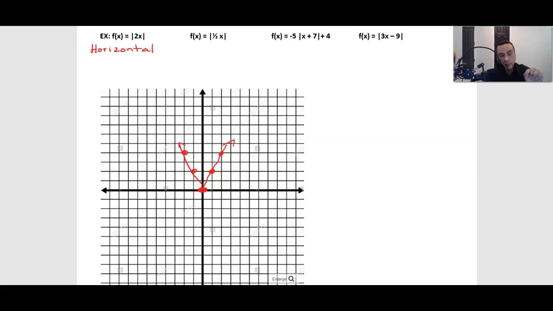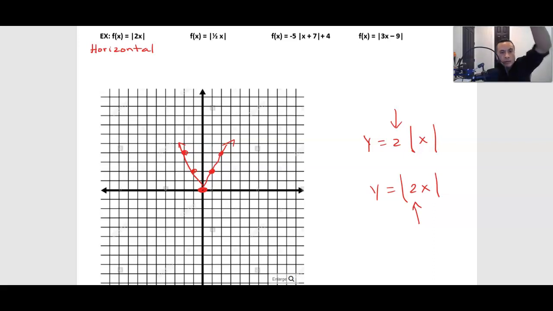A 2 in the front of the X has the same effect as a 2 on the outside, though there are different reasons for it. This one right here is a vertical stretch by a factor of 2, so you're stretching the graph, making it slimmer. The 2 on the inside, though, is a horizontal compression by a factor of 1/2. So you're squishing it.